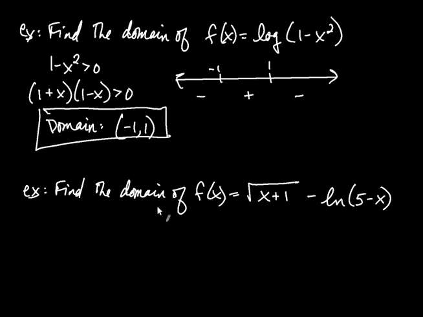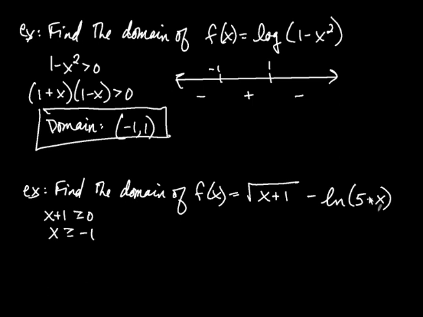All right, for the next example, let's find the domain of f of x equals the square root of x plus 1, take away natural log of 5 minus x. Now notice that we need both expressions to be defined. So because this is the square root function, we need x plus 1 to be greater than or equal to 0. So our first condition, x plus 1 is greater than or equal to 0, and that implies that x is greater than or equal to -1.